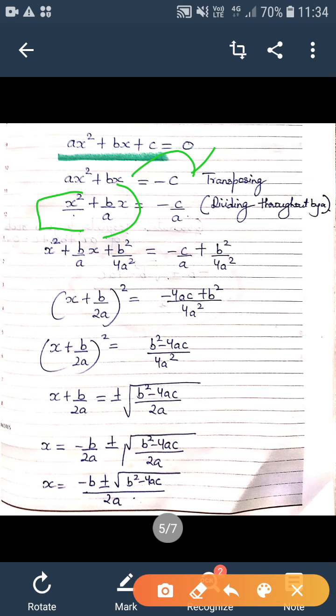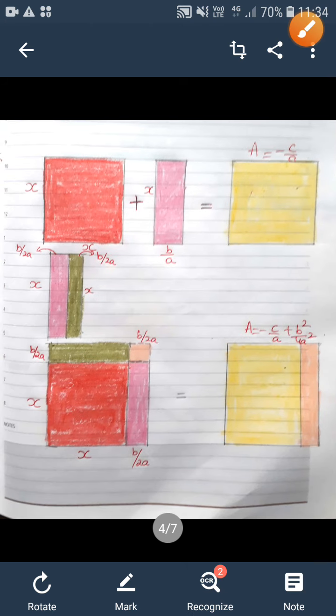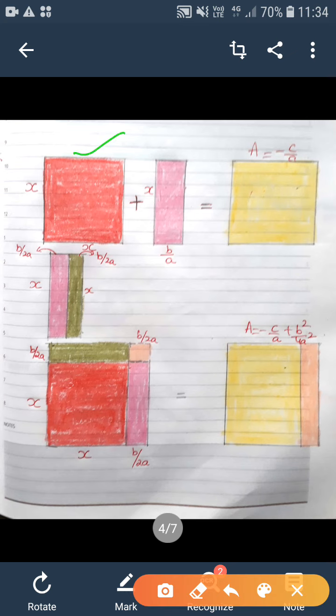So we are going to do it in the same way. It is x square plus 2x equals 15. We can compare this. So moving on, we have this geometrical representation. Here we have a square of side x units, and a rectangle of length x units and breadth b by a units, as in the case of x square plus 2x.